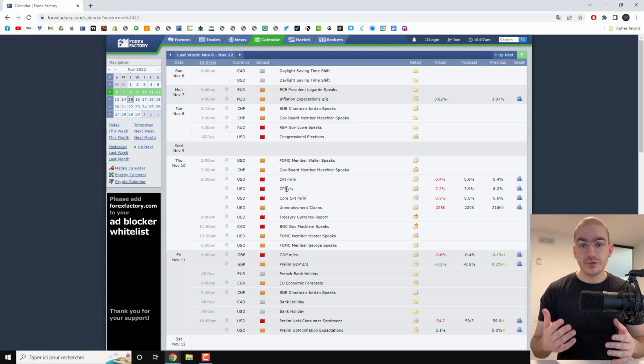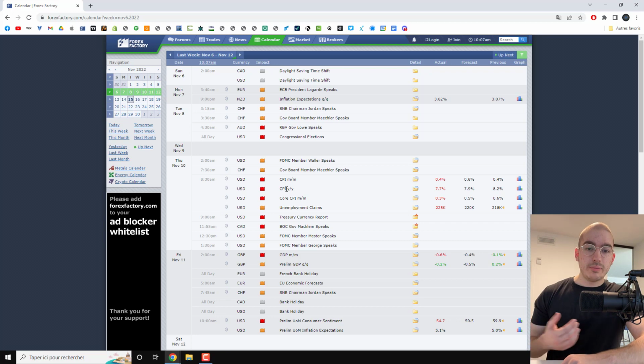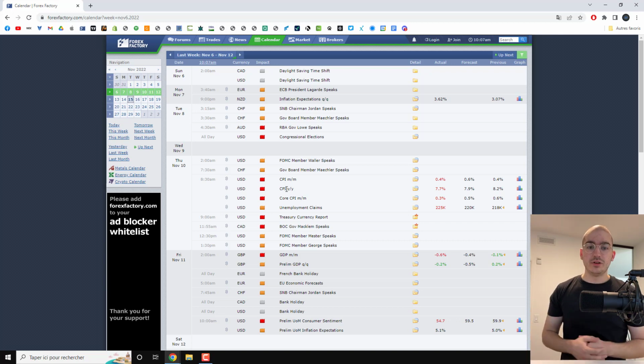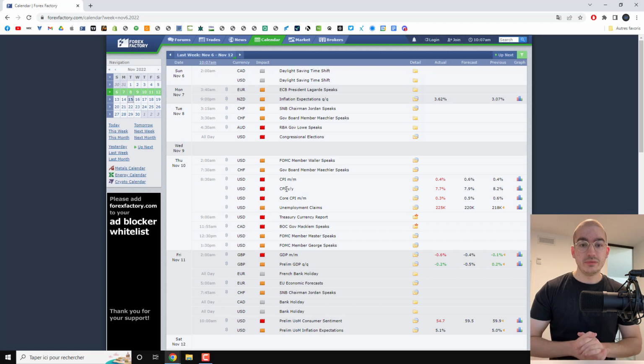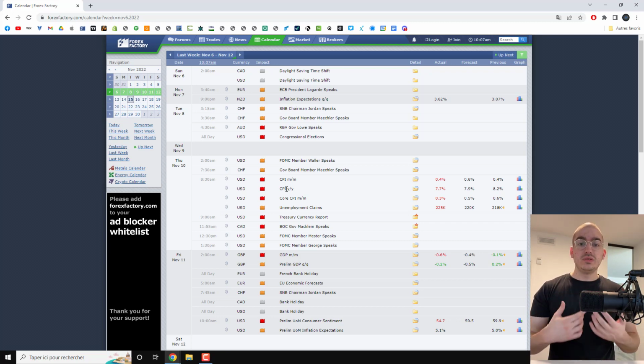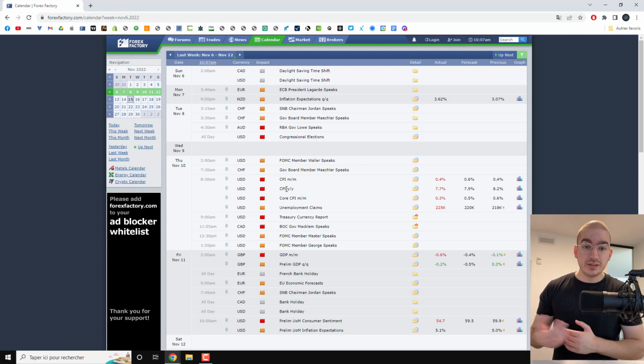Because think about it for a second. Let's say that you are a professional trader or a professional portfolio manager, and you know that on Thursday we have one of the most important news. Are you going to take big positions right before this event, like 1 or 2 or 3 days before? The answer is no. It doesn't make any sense to take a trade before this event. It's much better to just wait and see what happens, and then you can adjust accordingly.